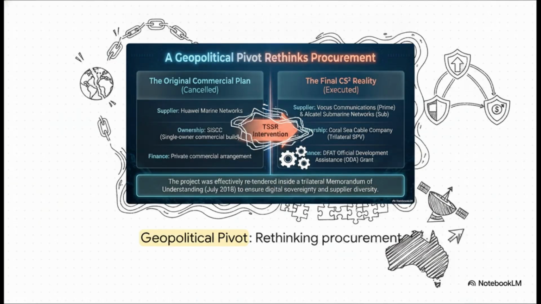Now, you might be wondering how a project like this gets off the ground. Well, the procurement of this asset was anything but standard. Originally, it was planned as a commercial, single-owner build supplied by Huawei Marine Networks and backed by private finance. But then came a massive geopolitical pivot. The Australian government intervened, citing the telecommunications sector's security reforms, or TSSR. This intervention completely restructured the project. It was effectively re-tendered inside a trilateral memorandum of understanding to guarantee digital sovereignty and supplier diversity. The end result was a grant-funded trilateral special-purpose vehicle with Vocus Communications stepping in as the prime contractor. This is an objective, textbook example of how geopolitics can fundamentally alter infrastructure procurement.